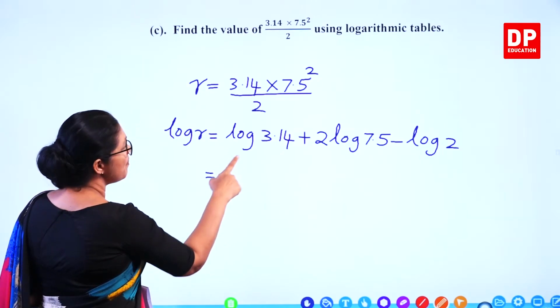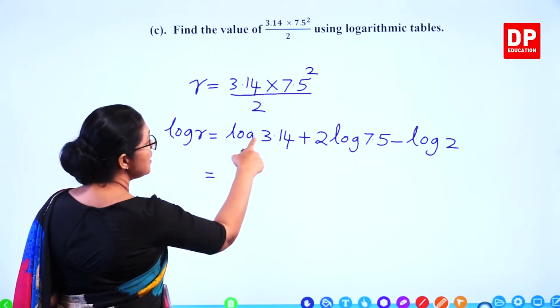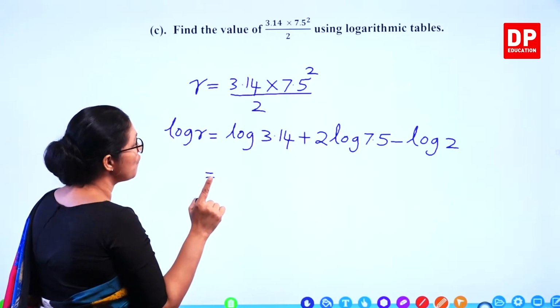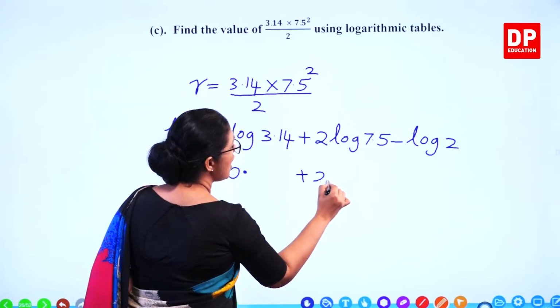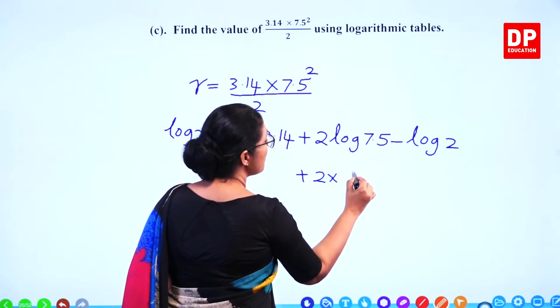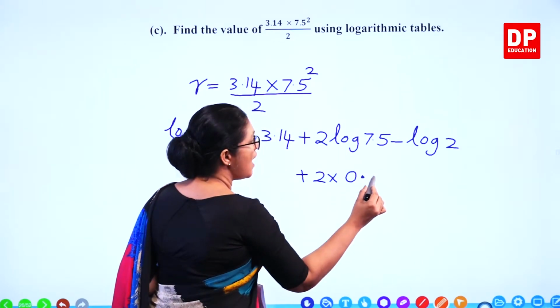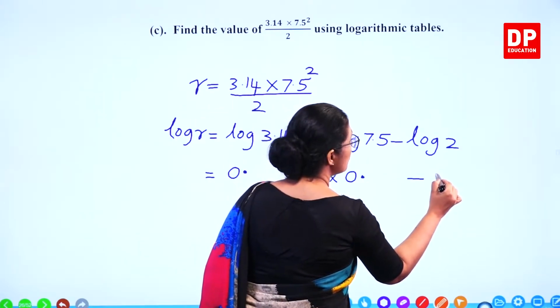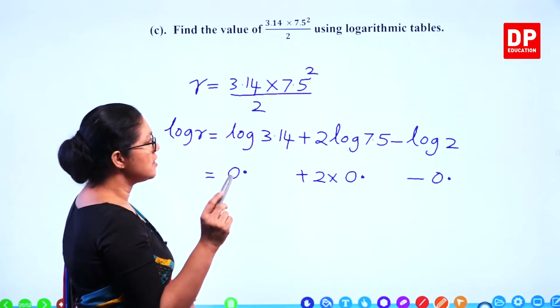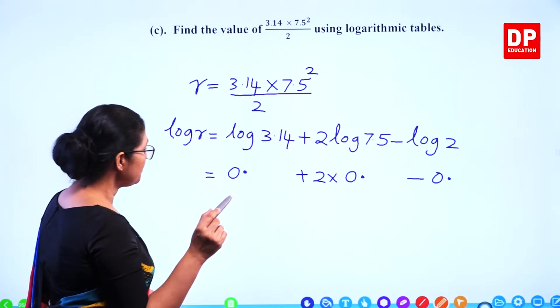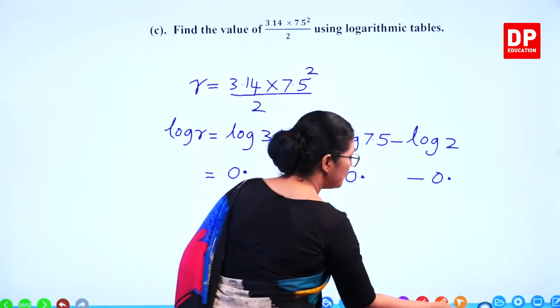Now refer to the table. Before that, write down in scientific notation: 3.14 means 0 point something, and this one, 2 times 7.5, also 0 point something, and log 2 also 0 point something, because in scientific notation it is 10 to the power 0. Now refer to the table.